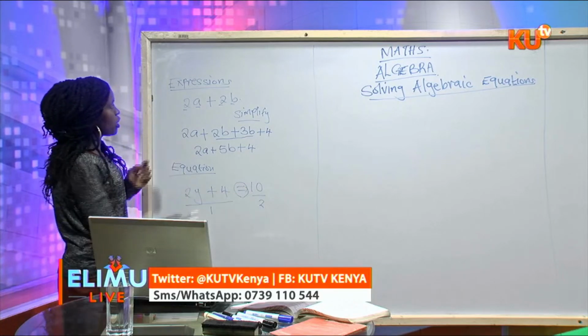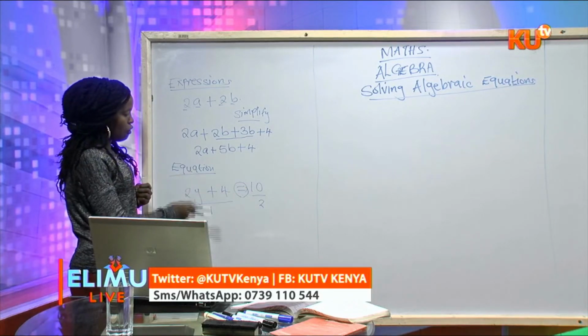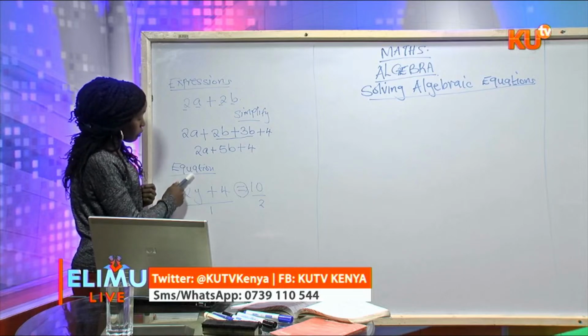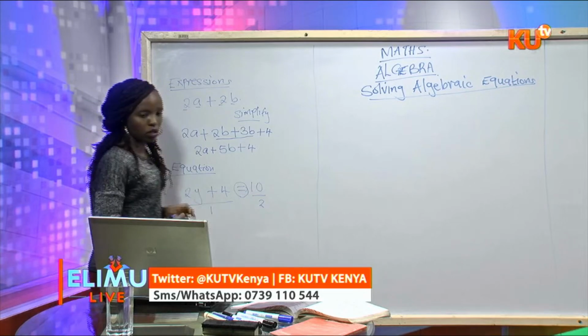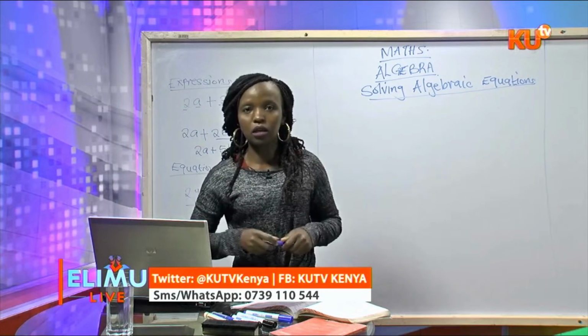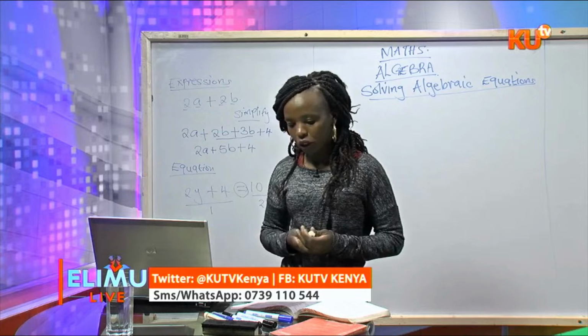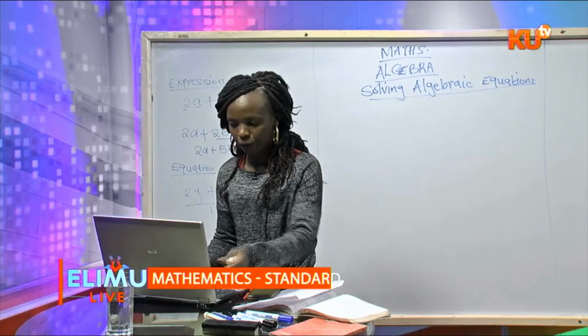So the difference between an expression and an equation is that algebraic expressions we can't solve, and equations we are able to solve. So algebraic equations are solved and expressions are not solved.